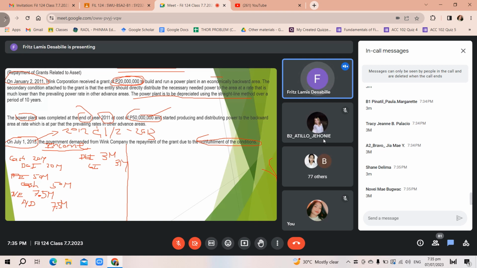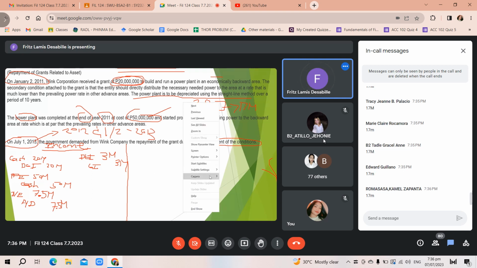Another question. How much is the balance of the deferred grant income prior to repayment? How much is the balance of the DGI, guys? 17 million, correct. We started with 20 million, minus 3 million, leaving 17 million. Do you get the 17 million? Okay, because we still have another entry.